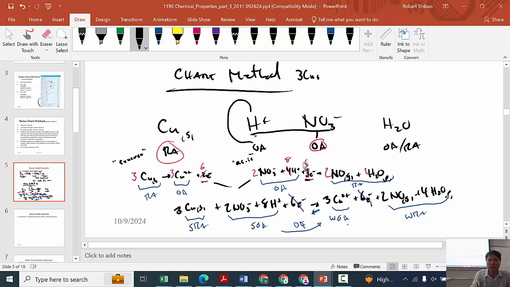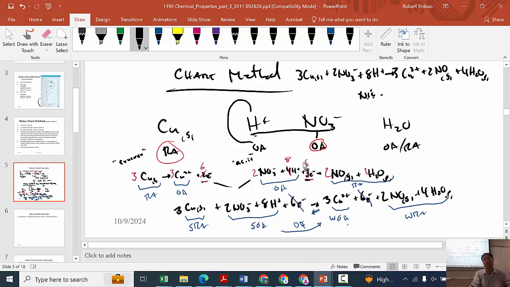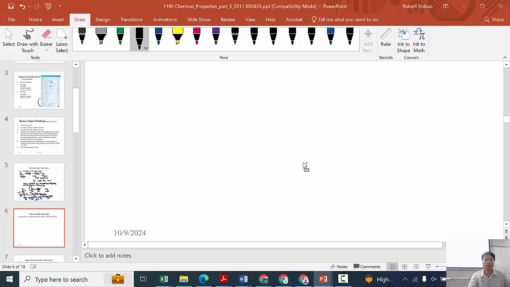3 copper solids plus 2 nitrates plus 8H+ yields 3 Cu2+ plus 2 nitrogen monoxide or nitric oxide gases plus 4 H2O liquids. This is already the net ionic equation, NIE. And so the chart method yields the NIE for this. I'm not going to work backward. You can work backwards to get the total ionic equation and the complete equation, but I'm not. Okay, so that was that.